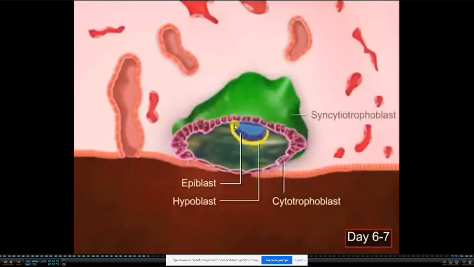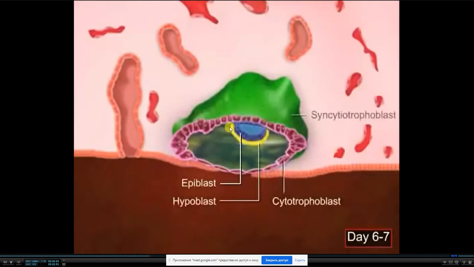So then what happens inside? The syncytial trophoblast keeps doing its function, so it invades and spreads all over the endometrium here, and a little spoiler for you, in future it will help to form the organ which you heard about. It's the placenta, yes, it helps to form the placenta. But I'll explain it a little later.